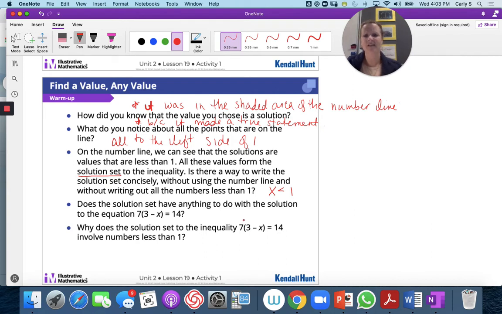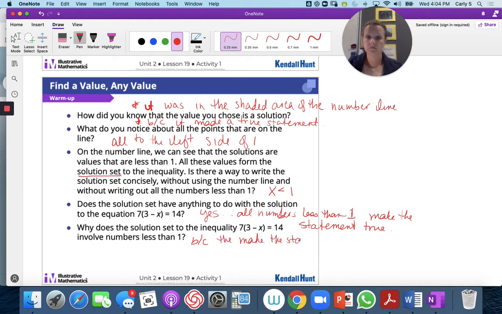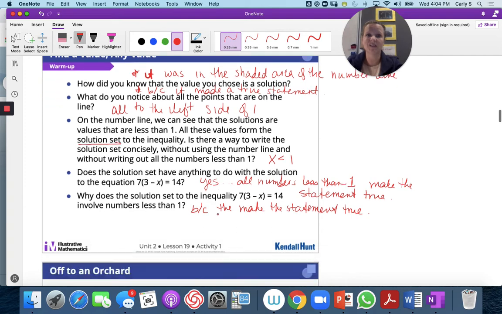Does the solution set have anything to do with the solution to the equation? Yes. All numbers less than 1 make the statement true. Okay, it's in the solution set. Why does the solution set to the inequality involve numbers less than 1? Because they make the statement true. Okay, it's that simple, really.